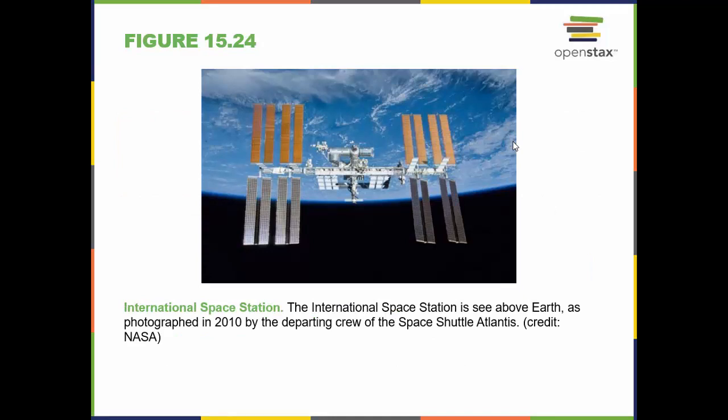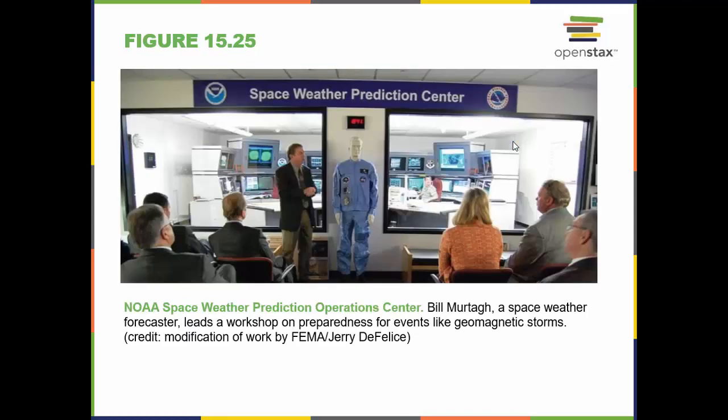So the International Space Station is seen above the Earth, and it was photographed in 2010 by the departing crew of the space shuttle Atlantis. So the NOAA Space Weather Prediction Center studies the space weather and how the solar winds are going to affect the Earth. So it leads workshops on preparedness for geomagnetic storms, which will come in from the sun.